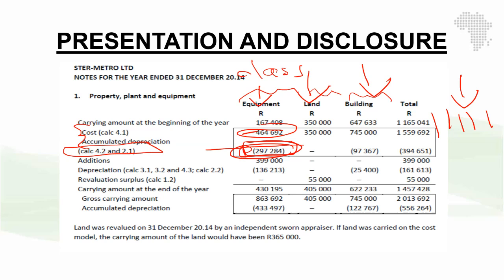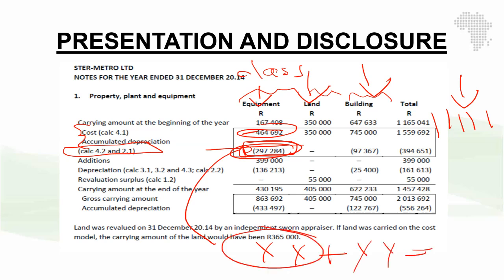So you've got now 297,284. You need to show me somewhere that it was done by X plus Y, which gave me that figure. And if X is also a calculation, you also need to show me how you got to X. I need to be able to follow exactly what you did.